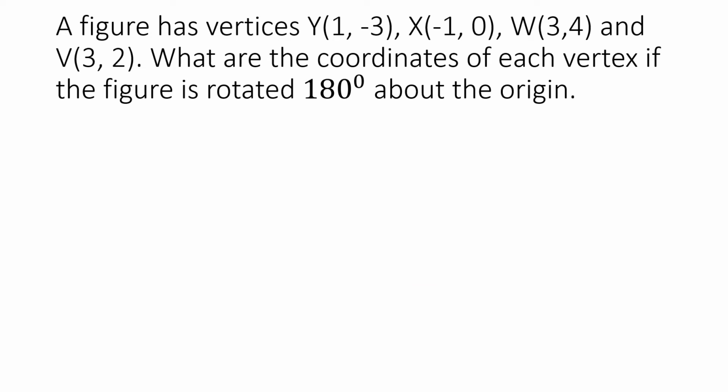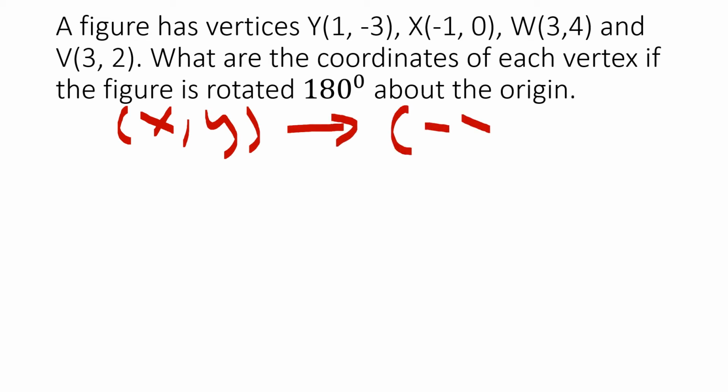A figure has vertices Y(1, -3), X(-1, 0), W(3, 4), and V(3, 2). What are the coordinates of each vertex if the figure is rotated 180 degrees about the origin? So the rule for rotation of 180 degrees, from our previous lesson on rotation, is (x, y) becomes (-x, -y). So the sign changes for the value of x and y.